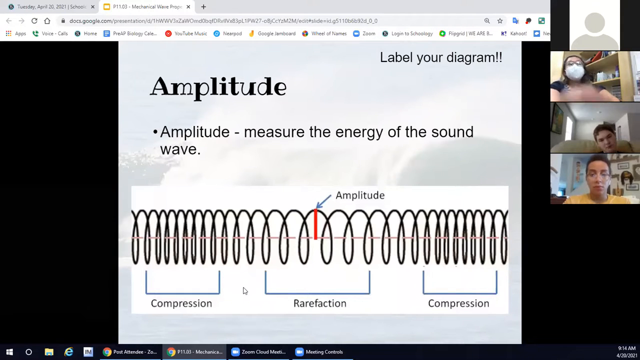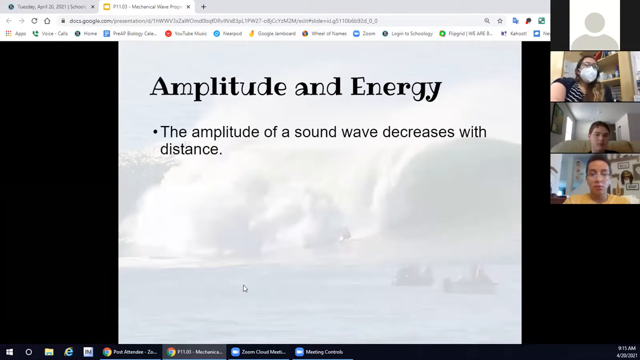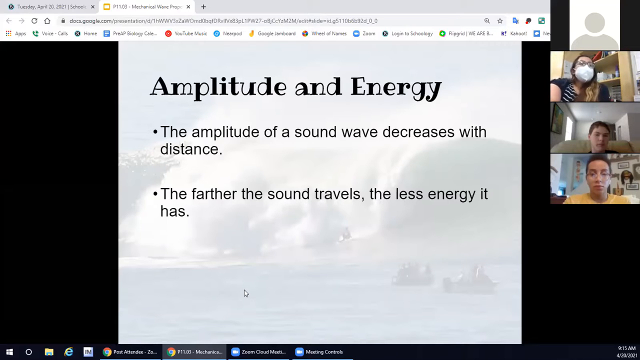We can still have amplitude for sounds. It's still going to be the same as a transverse wave. It's going to be from the equilibrium line all the way to the top, or equilibrium line all the way to the bottom. And the amplitude of a sound wave is going to decrease with distance.